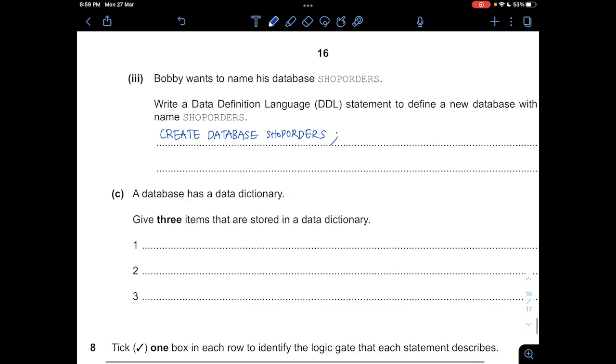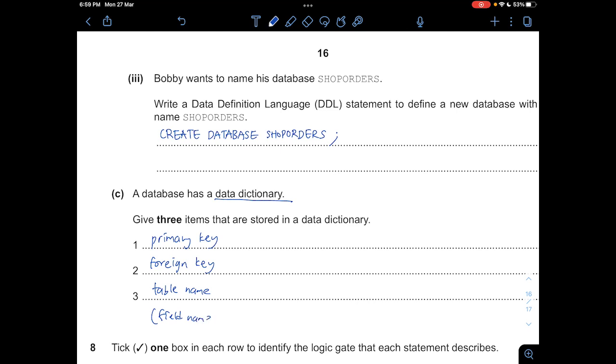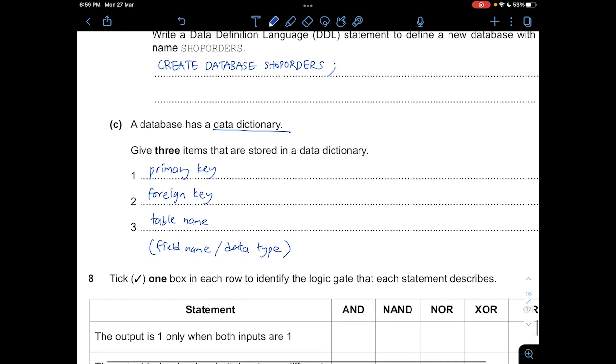Yep, that's it. A database has a data dictionary, right? There's a data dictionary. So give 3 items that are stored. That would be your primary key, your foreign key, your table name. It could also be something else, like for example, your field name or your data type. This depends on what you memorize. You can choose to put which one you like. You can put these as well, right?